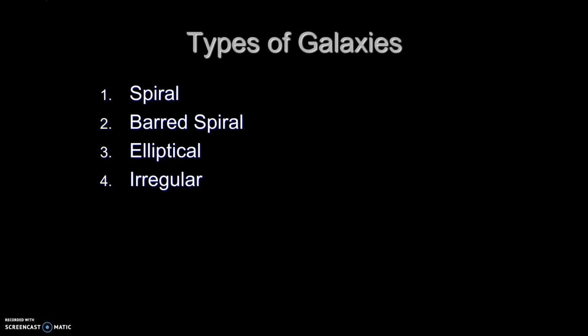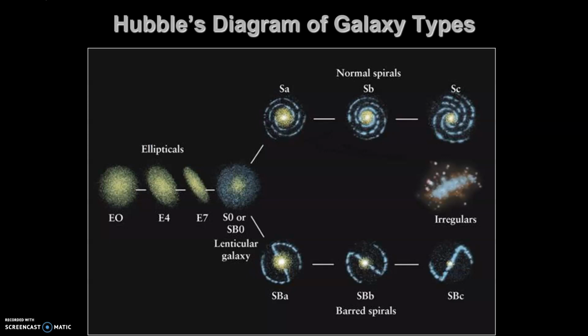Okay, so there are 4 different types of galaxies that we're going to be taking a look at. Those are going to be called spiral, barred spiral, elliptical, and irregular. So if we take a look at Hubble's diagram of these galaxy types, we can see different ellipticals over here, different shapes of those ellipticals, barred spirals, normal spirals, and irregulars.